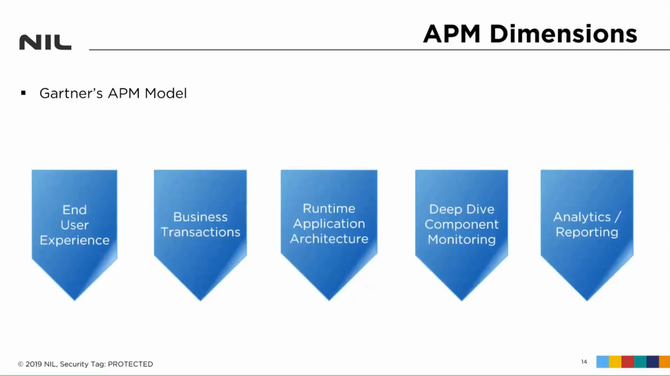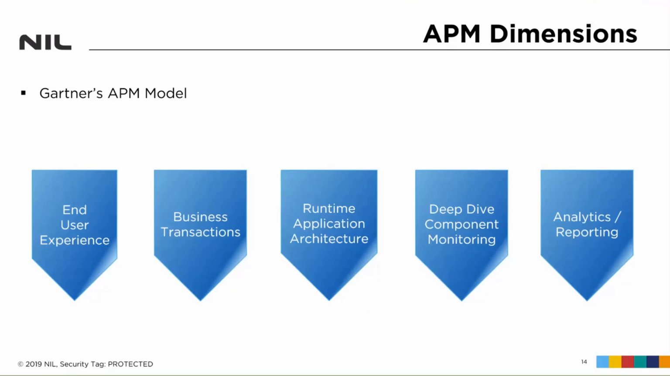Gartner's APM model defines the following dimensions, which shall cover all aspects of business applications. The first dimension is end user experience. From that point, a collaboration between user and application begins. The user initiates business transactions, which flow through the application. That is why it is important to understand the real runtime application architecture, how the business transactions flow through the components of the system, and what is happening inside the components.